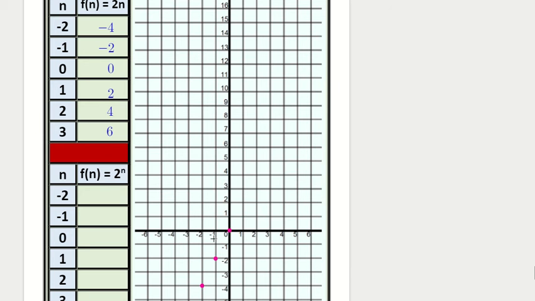When x is 1, y is 2, so the point 1, 2. When x is 2, y is 4, so 2, 4. And lastly, when x is 3, over 3, up 6. And this function is continuous, so therefore we can go through and connect the dots. And finally, I did go ahead and connect the dots with a line, and I labeled our function f of n equals 2 times n.